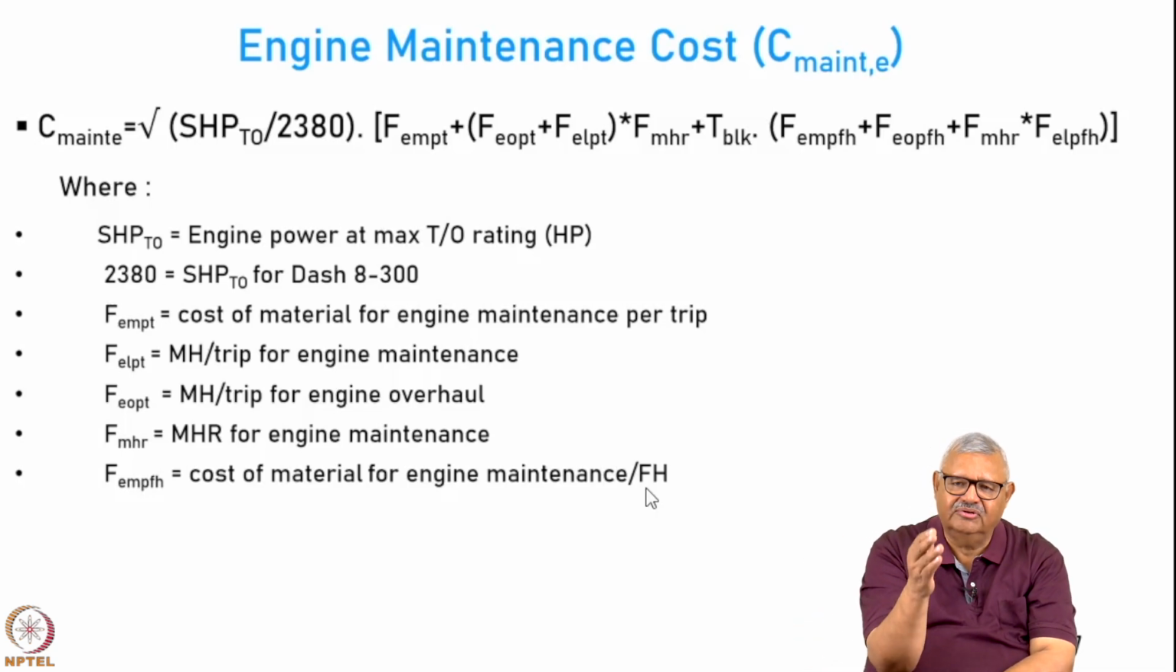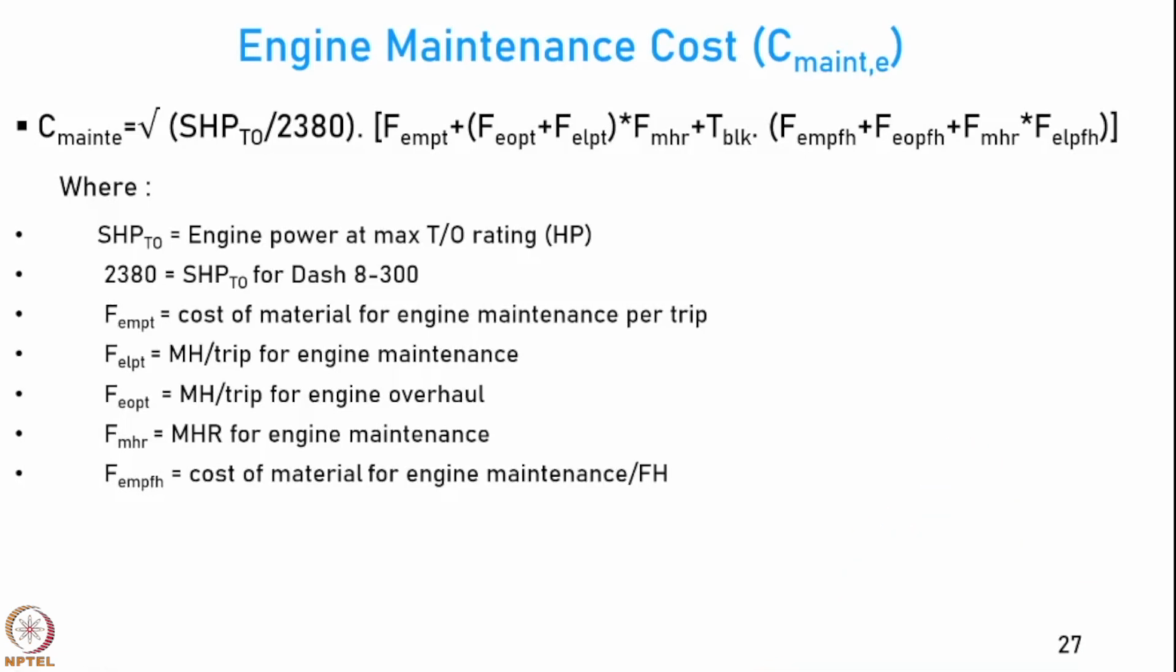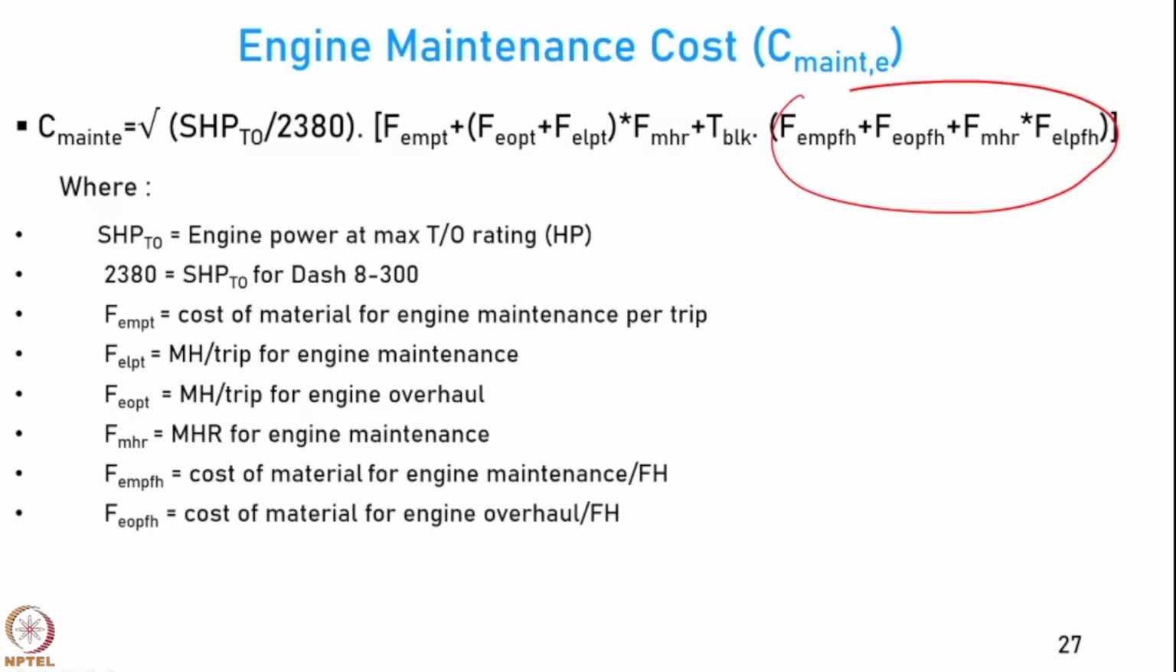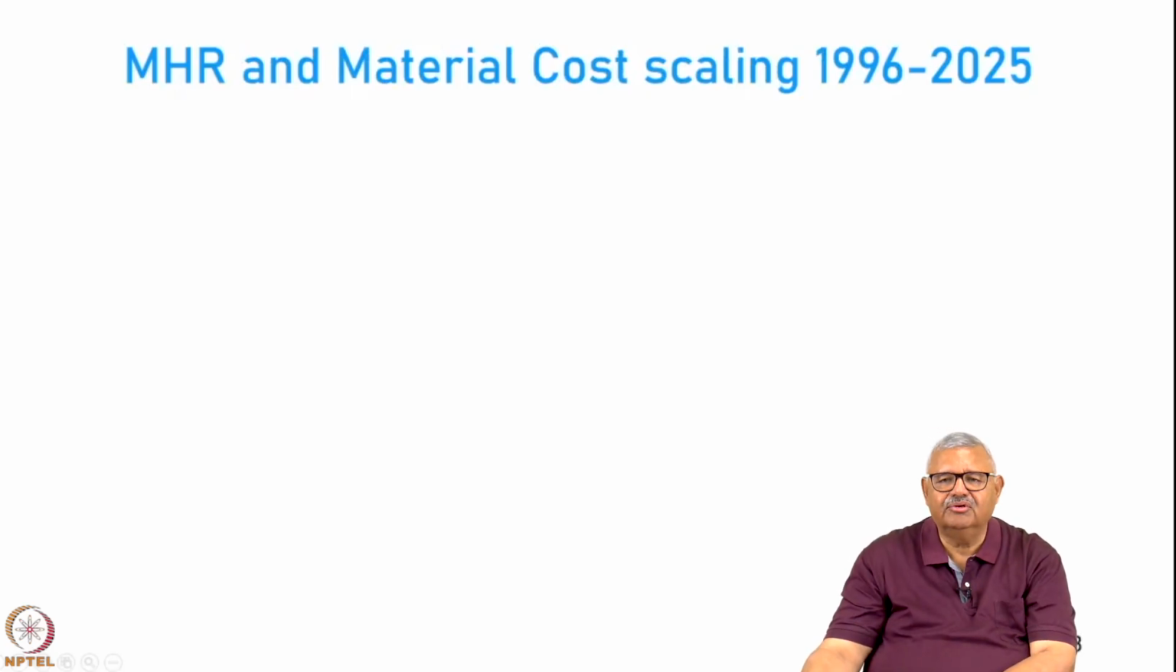So, the terms which are inside the right bracket, these terms are multiplied by block hour because these are dependent per block hour, okay, and these other terms are a function of only the trip. So, each trip consists of so many block hours. Therefore, the costs which are block hour related are multiplied by T block and added there, right. Now, this is how we do the scaling.